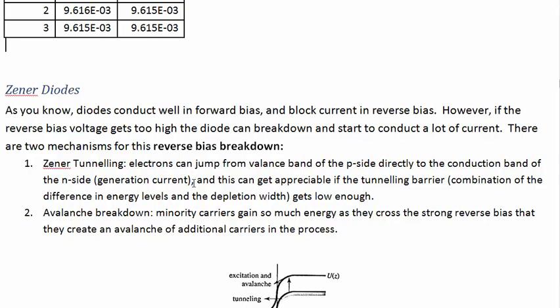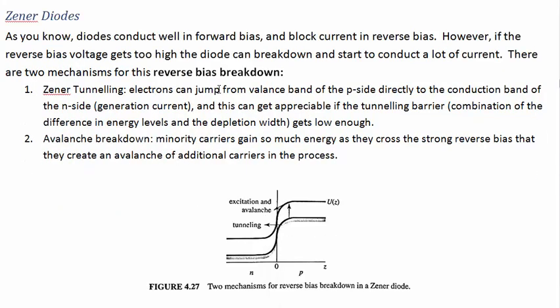The last thing that we're going to talk about in diodes is the idea of Zener diodes in reverse bias breakdown. Diodes conduct very well if you put them in forward bias, but in reverse bias, they block the current, up to a point. If you put in too much reverse bias, then the diode will do what's called breaking down. It'll start to conduct a lot of current.